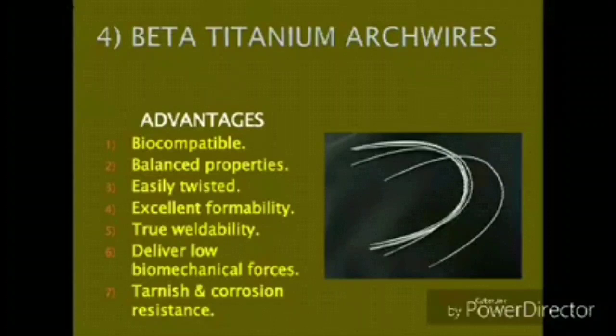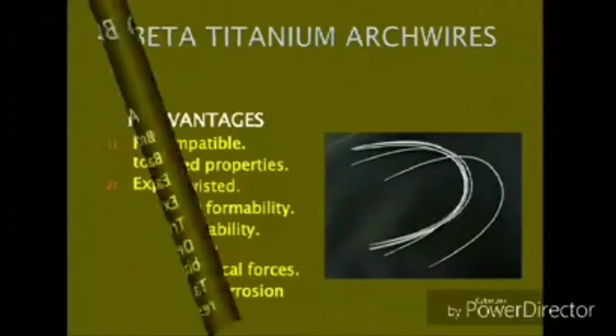Besides being biocompatible, TMA possesses a balance of properties that every clinician needs, like high elasticity, low stiffness, and ease of joining. It can be easily twisted, it has excellent formability, and possesses true weldability, which means that satisfactory joints can be made in the wire by welding. These wires deliver low biomechanical forces as compared to stainless steel and cobalt chromium archwires. The beta titanium archwires have excellent tarnish and corrosion resistance.